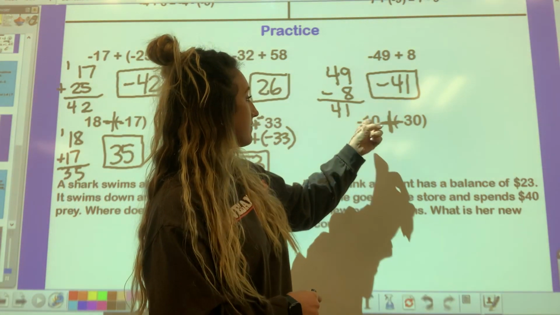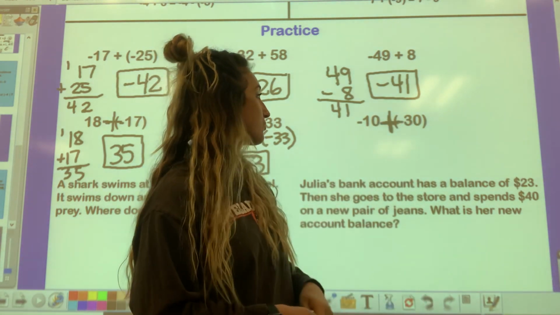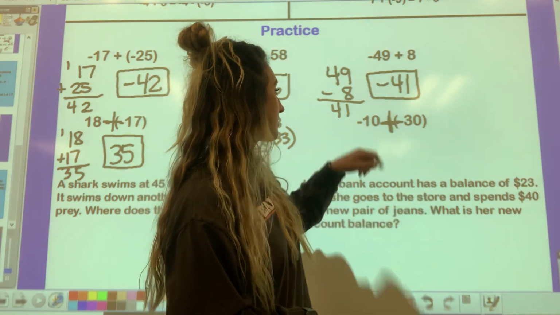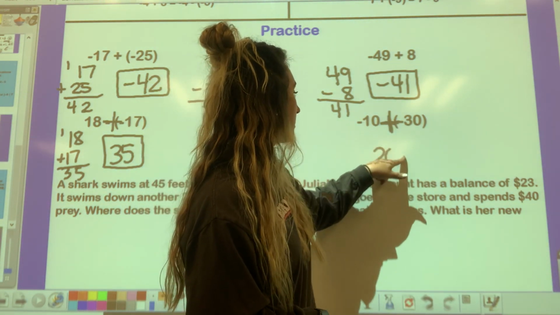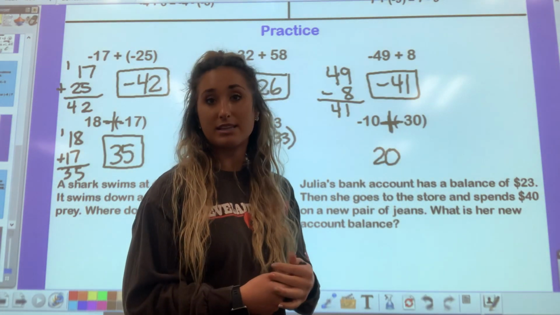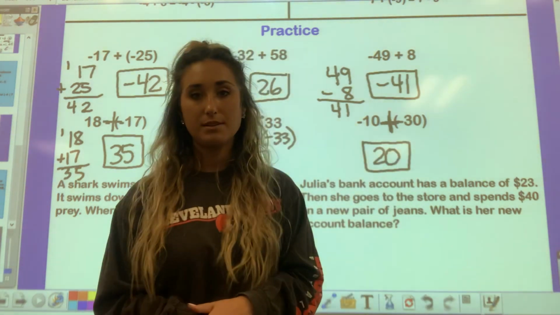This became -10 plus 30. We're adding integers with different signs here. So we'll subtract. 30 minus 10 is 20, and keep the sign of the bigger number. The 30 is bigger and it's positive, so our answer is positive 20.